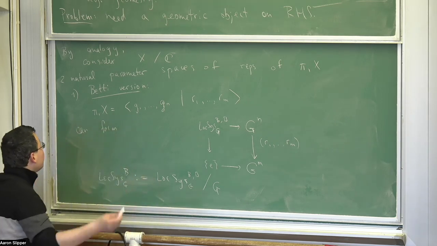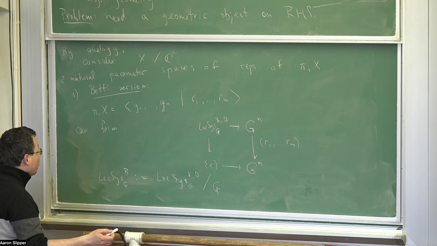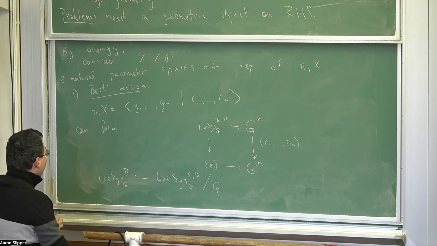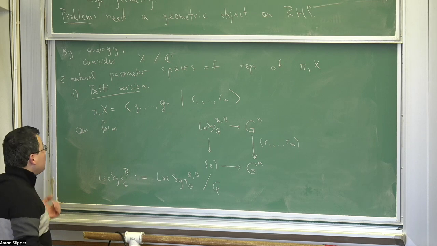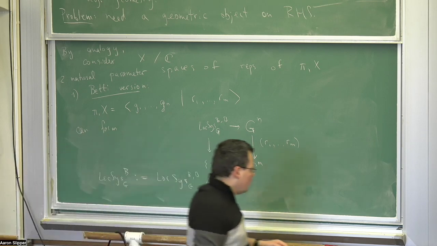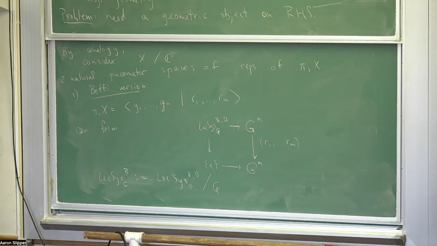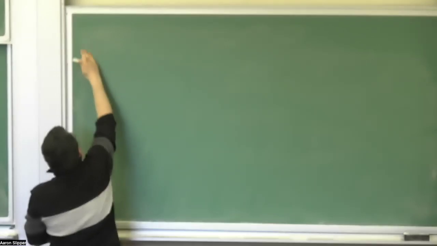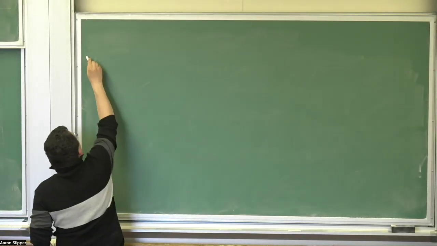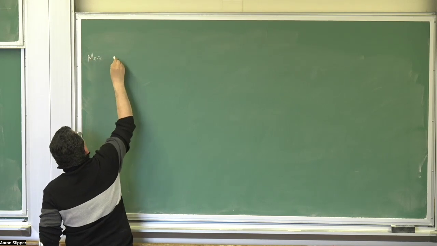But anyway, we have this nice parameter space, so great. So why can't we do that? Well, let me just say right away, the second version is what's called the de Rham version. There's an alternate approach, a more abstract approach.